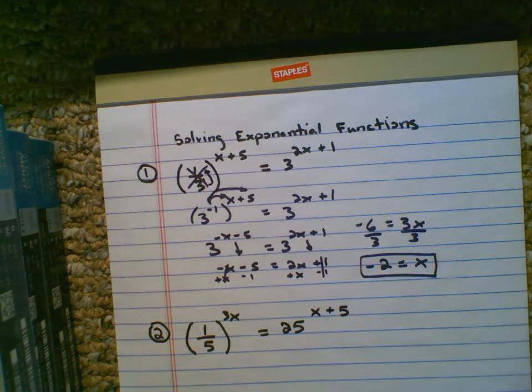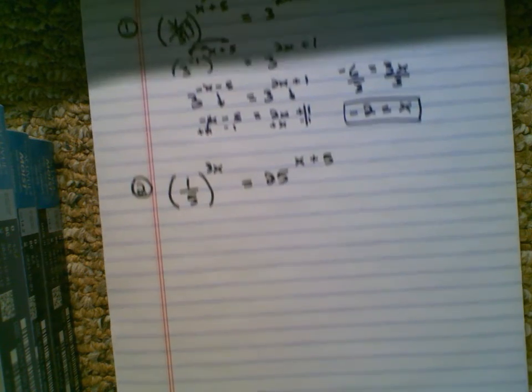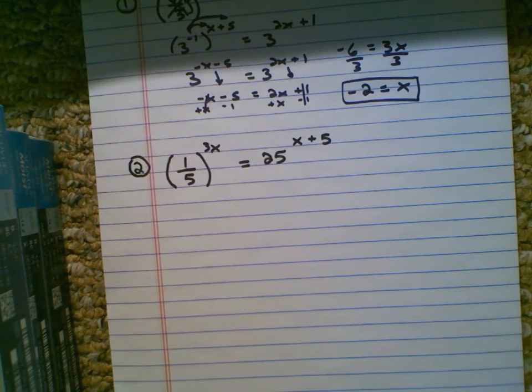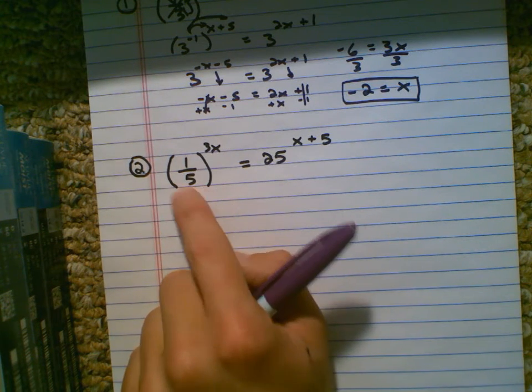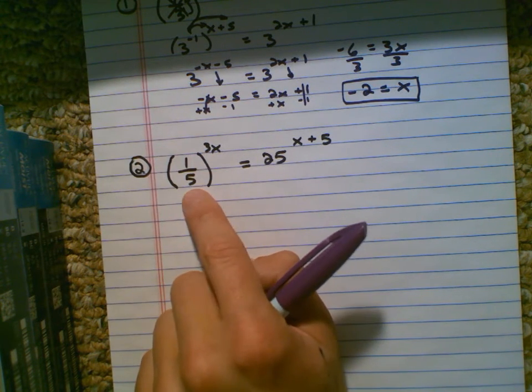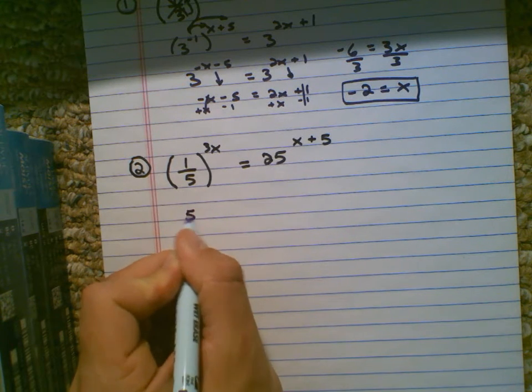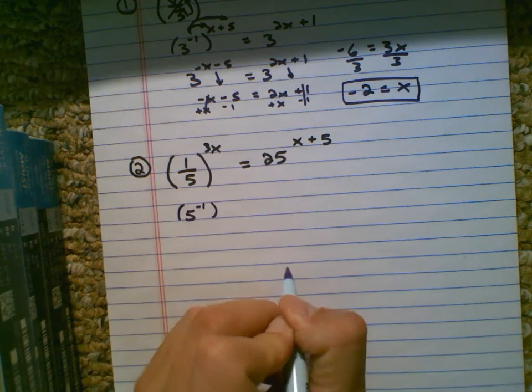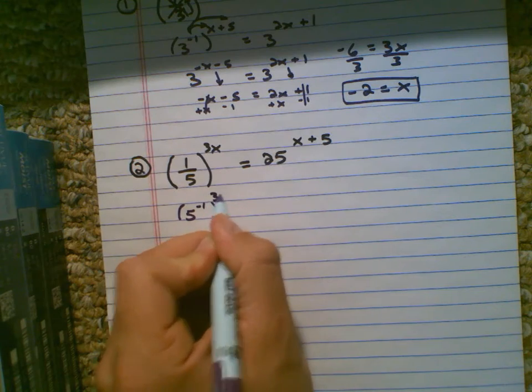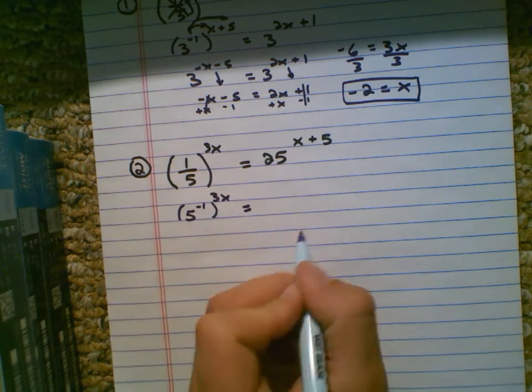All right, let's look at one more example. So looking at number 2 here. Once again, I have a fraction. So remember, you can rewrite fractions using negative exponents. 1/5 is the same thing as 5 to the negative first power. That's raised to the 3x, and then that equals this other side.